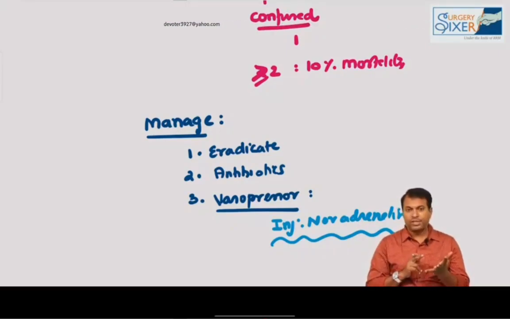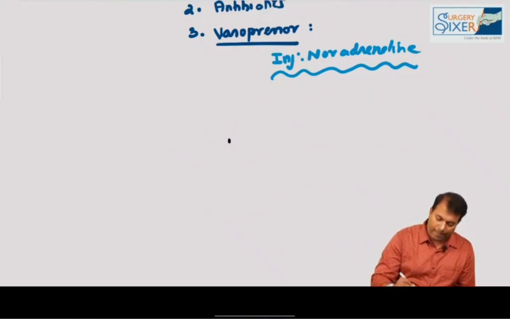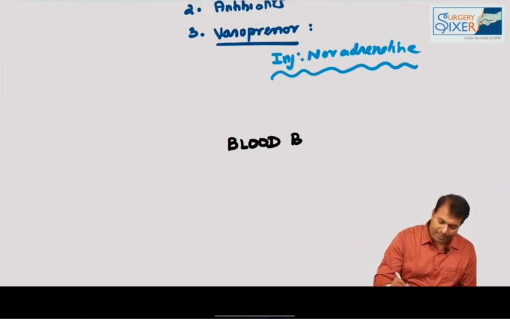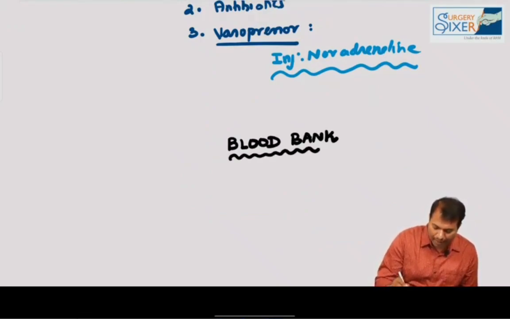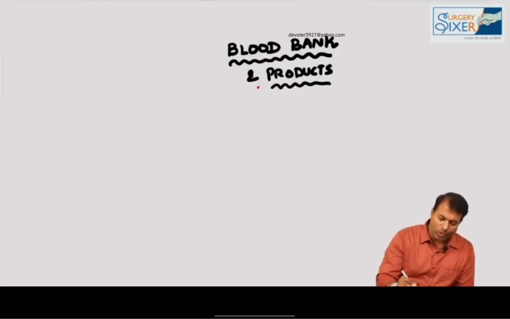So we have discussed shock, hypovolemic shock, and septic shock. When we discuss these shocks, we should always know a few points about the blood bank. Let me discuss the points about the blood bank and blood products. This is an ideal topic for your exams. I'm taking points purely from Bailey and Love, not from any other book, and this is based on UK statistics.